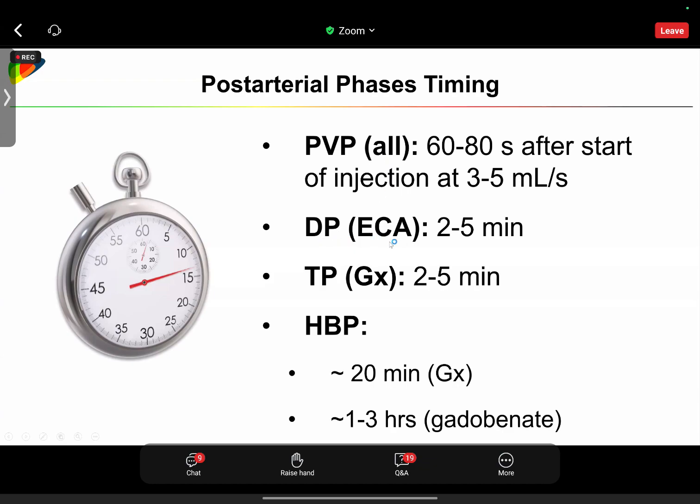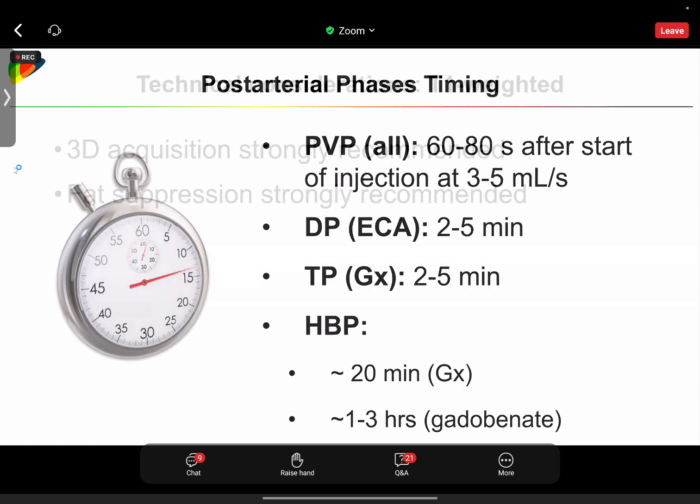Delayed phase for extracellular agents, 2 to 5 minutes. Transitional phase, 2 to 5 minutes if we're using gadoxetate. And with hepatobiliary phase, 20 minutes with gadoxetate. Anywhere between 1 to 3 hours with gadobenate.